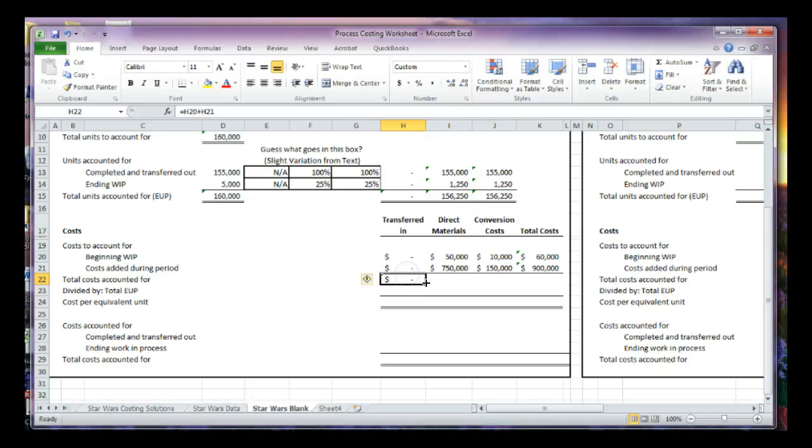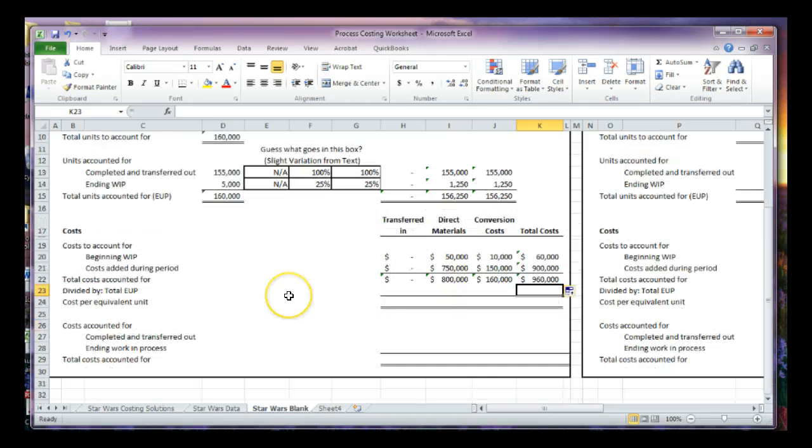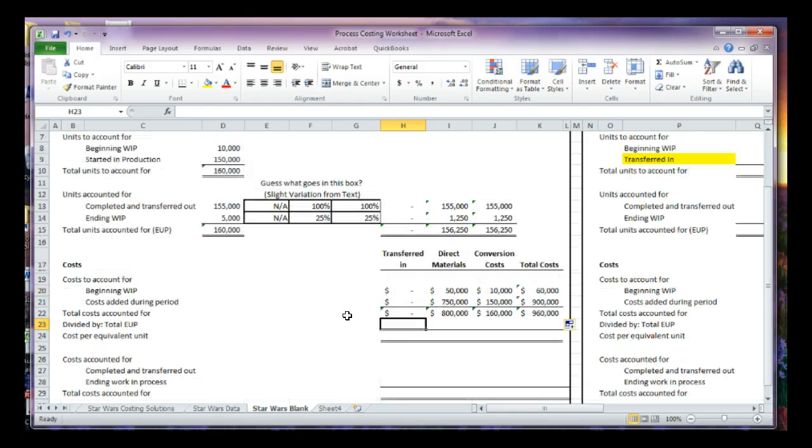Now let's add these up. This tells us the cost that we have to account for. So very similar to up here where we had to figure out the units to account for, these are the costs to account for. When we come down here, these costs will equal those costs. And then you want us divided by the total equivalent units.